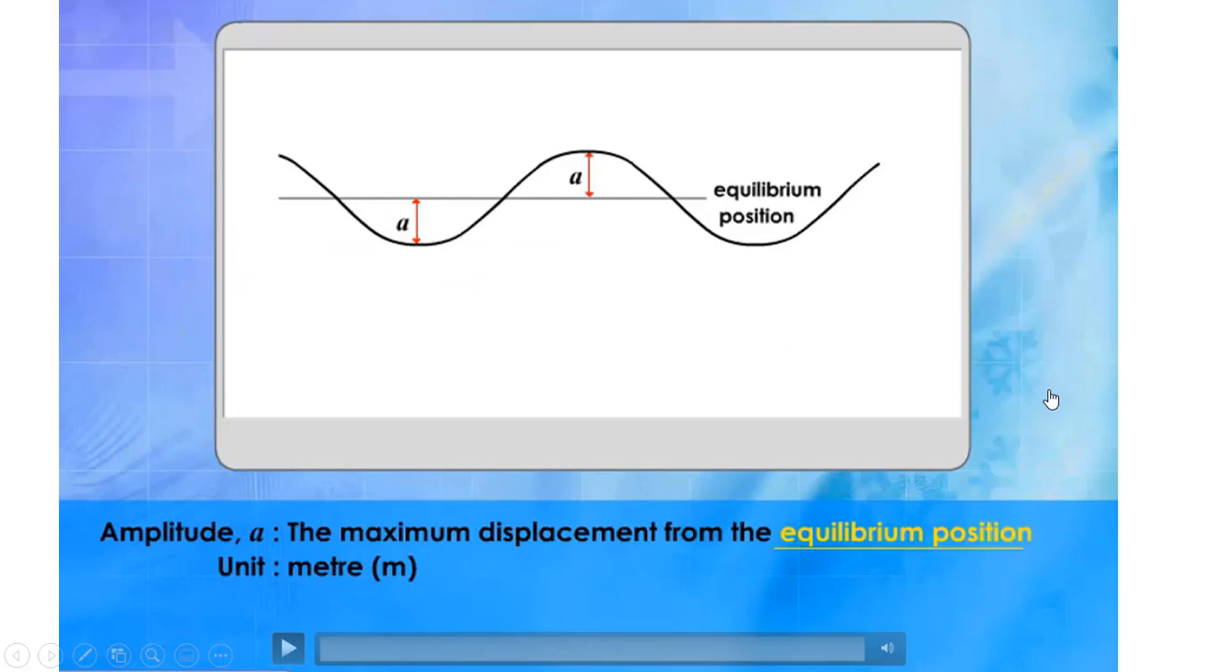Next is the amplitude. Amplitude is defined as the maximum displacement from the equilibrium position, and the SI unit is meter. So this is the equilibrium position, the position before the wave starts. Here is the maximum displacement from the equilibrium position to the crest, and here from the equilibrium position to the trough.